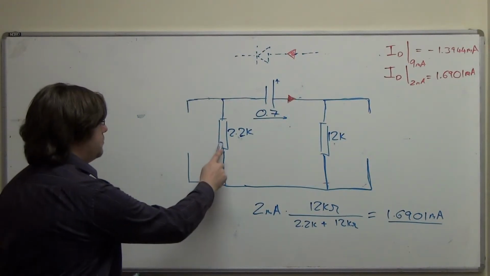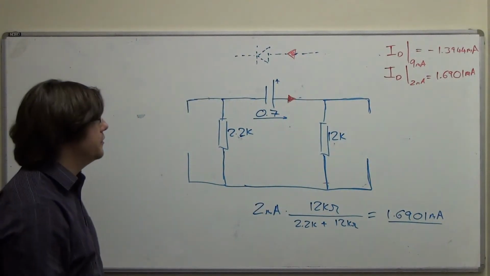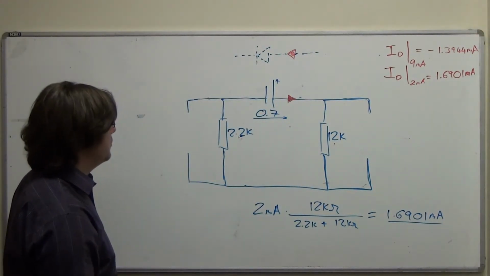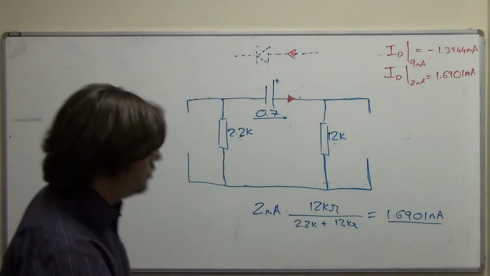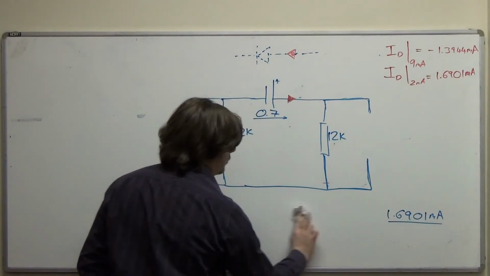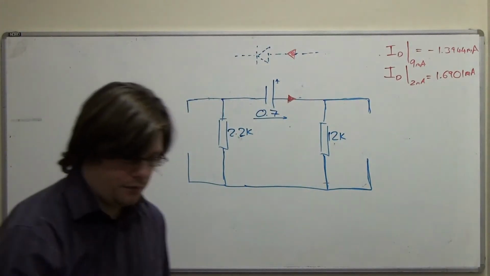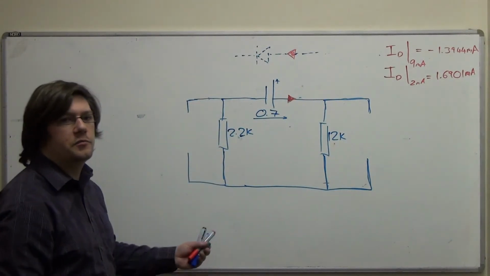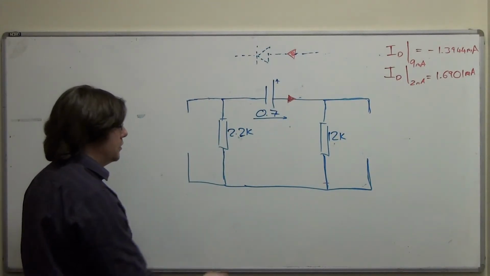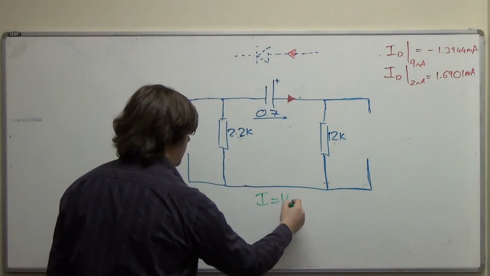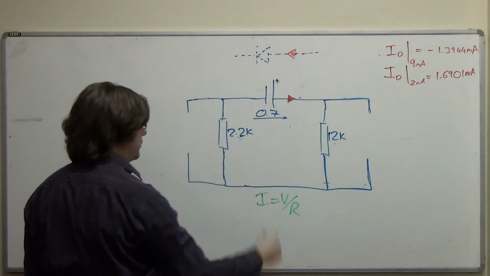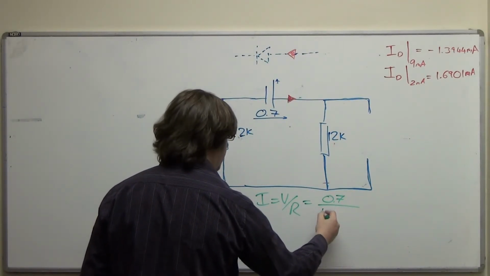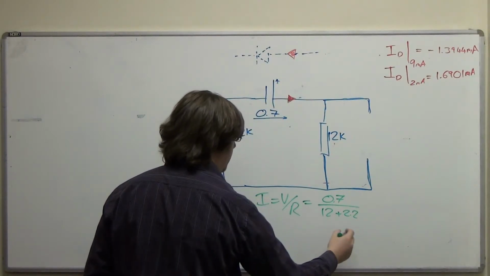Well, this resistor and this resistor are actually in series with each other, and they're both then in parallel with this resistor. So we can write, without having to do too many intermediary equations, we can just look at it and by inspection go, well, look, it's Ohm's law. We've got I is V upon R. This is my total resistance. That's my total voltage. So it's 0.7 volts upon 12 plus 2.2 kiloohms.